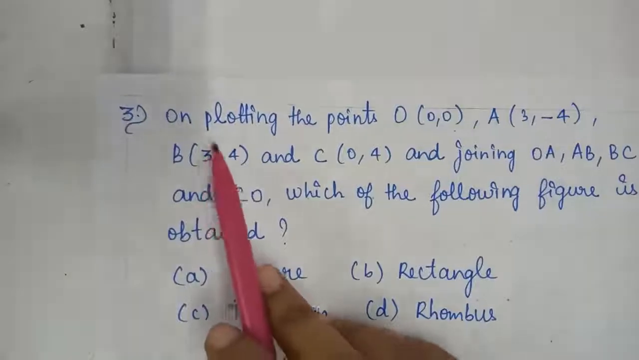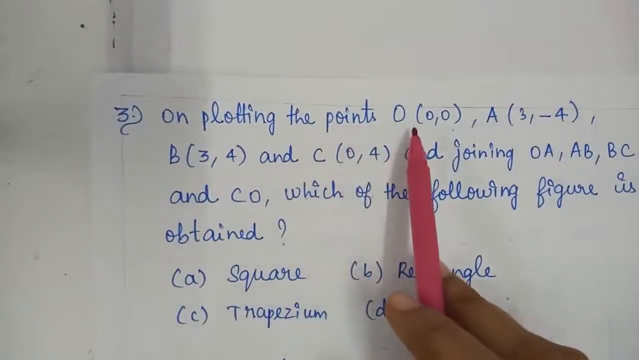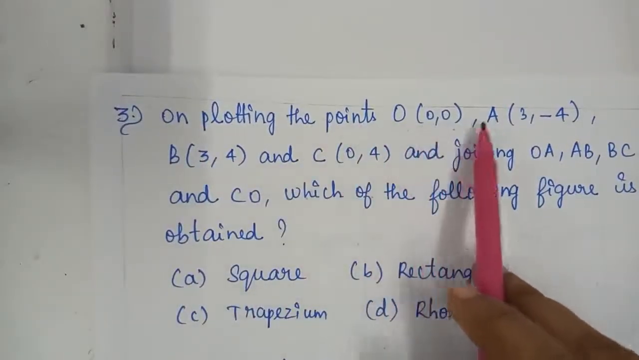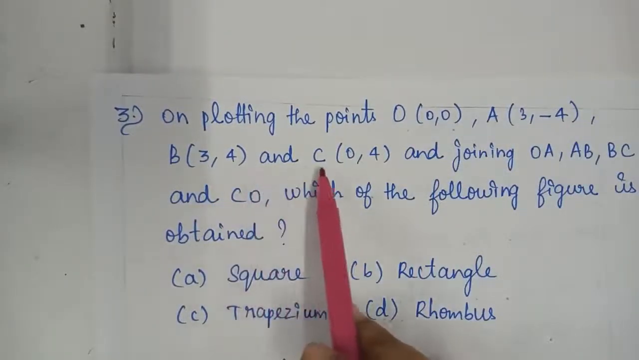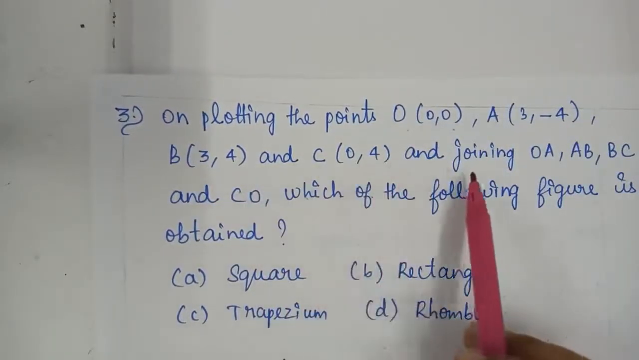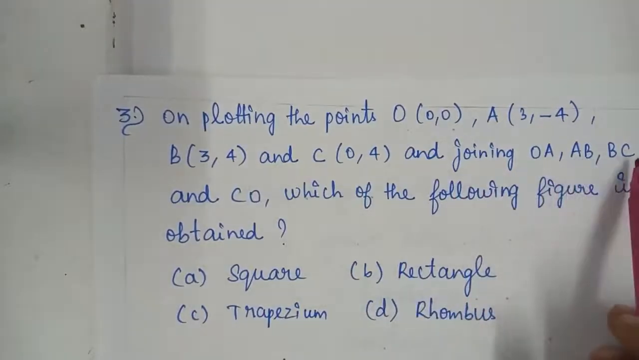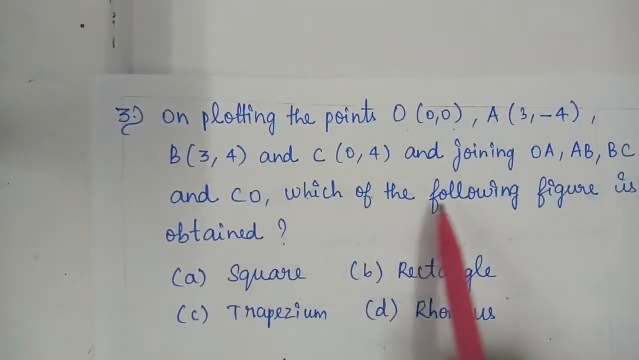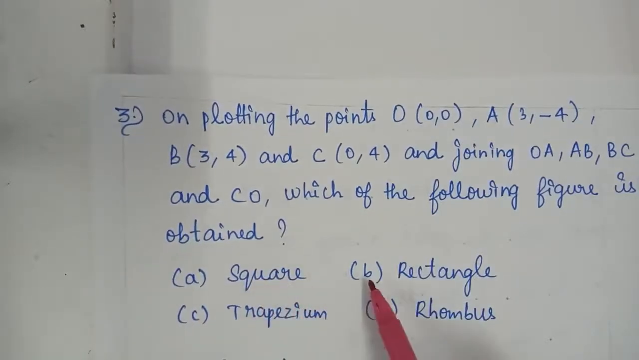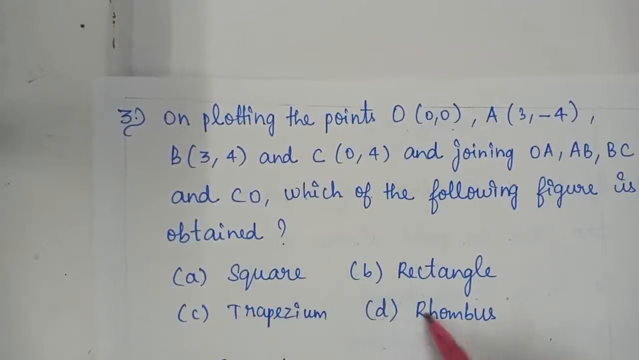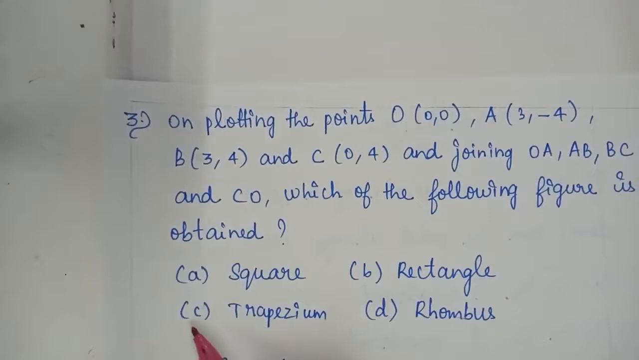Question number 3. On plotting the points O of 0, 0, A of 3, minus 4, B of 3, 4 and C of 0, 4 and joining OA, AB, BC and CO, which of the following figures is obtained? Option A square, option B rectangle, option C trapezium, option D rhombus. So the correct option is option C, trapezium.